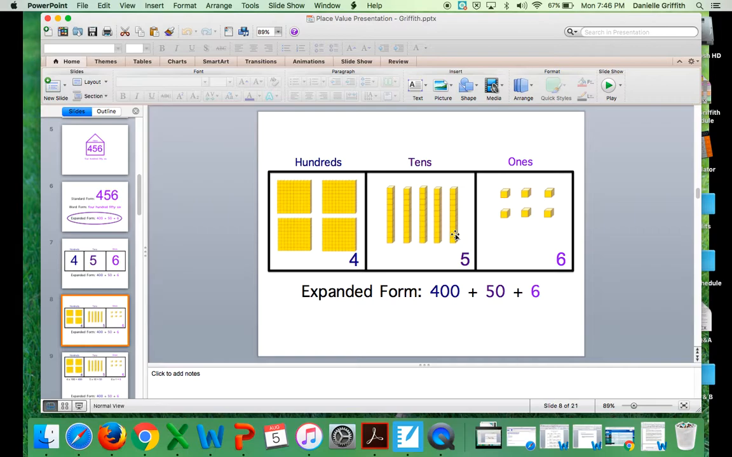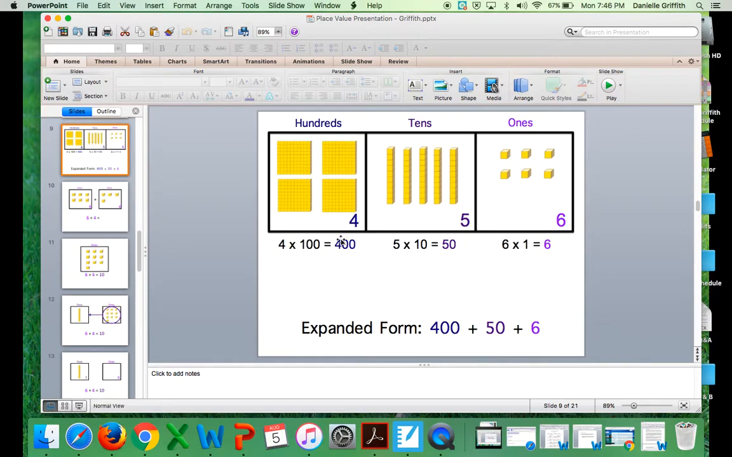And finally, we move over to the 4 in the hundreds place. This 4 is worth 400. We use 4 flats to represent this, and each flat has 100 units in it. So we have 100, 200, 300, 400.